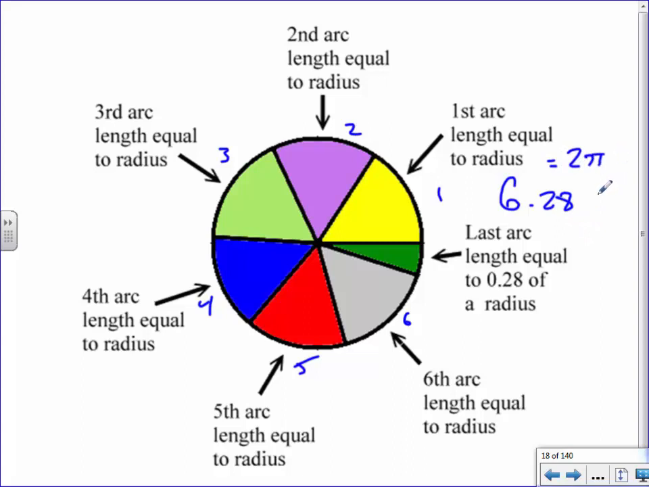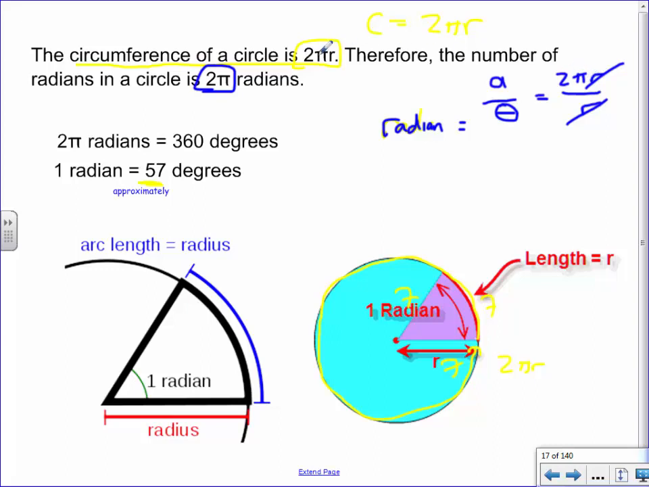2 pi. Because you guys know how pi is 3.14? Take 3.14, which is pi, and double it, and you get 6.28. And the reasoning for that I had on the previous slide here. If you go all the way around a circle, the circumference is 2 pi r. But if you're dividing that by a radius, an r right here, the r's cancel. 2 pi r divided by r cancels, and it means that you can fit 2 pi angles here.